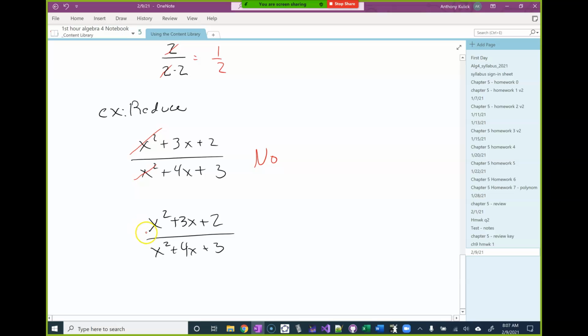Since each of their leading coefficients are 1, we can really just do the factoring shortcut and look for 2 numbers that multiply to give us 2 and add to give us 3. What are those 2 numbers? 1 and 2. Factor as x plus 1 times x plus 2.